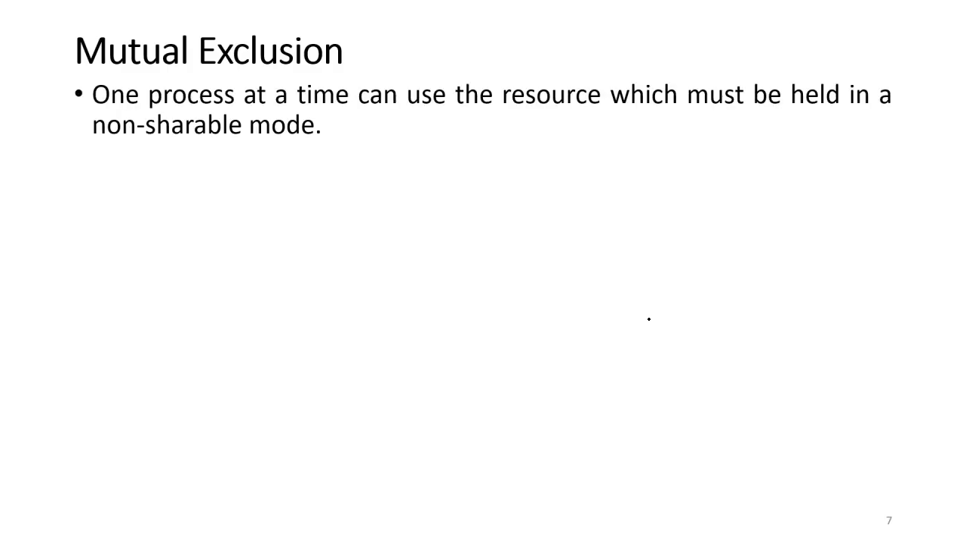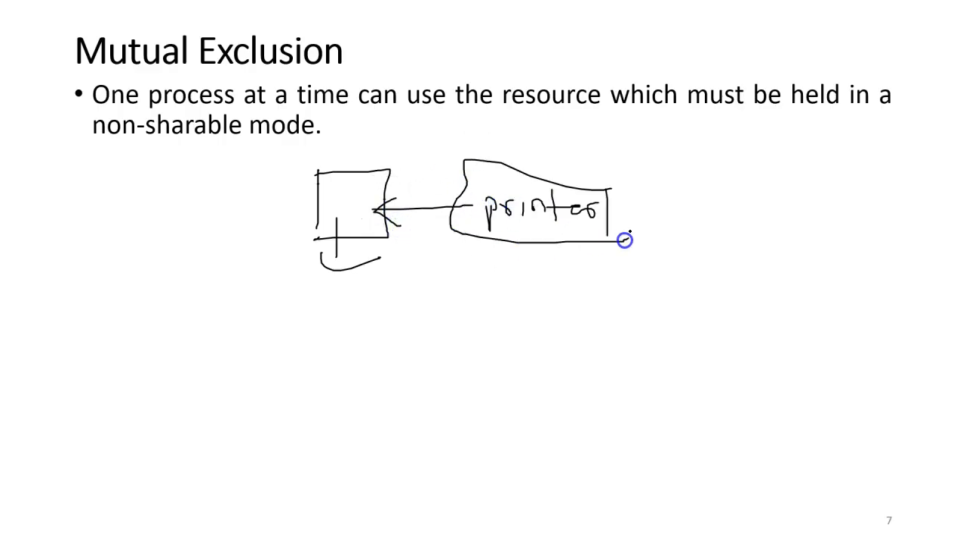First one is mutual exclusion. One process at a time can use a resource which must be held in a non-shareable mode. You have a computer, and the computer is having one resource, that is a printer, and another system is there requesting for the same resource, that is the printer.